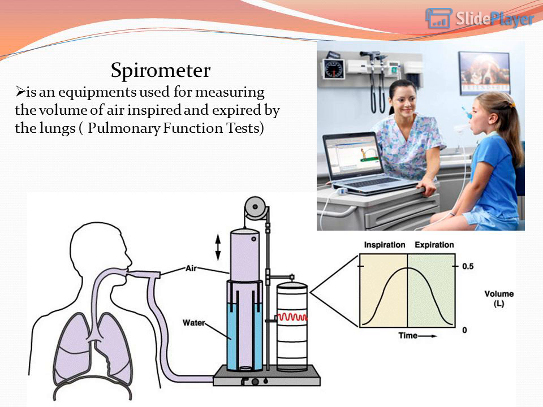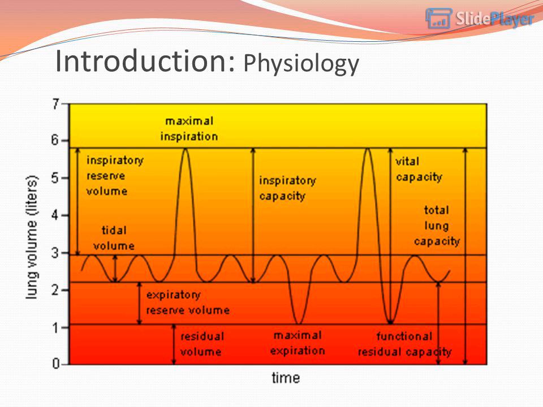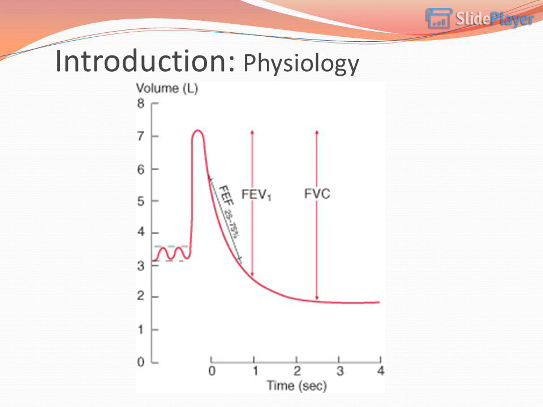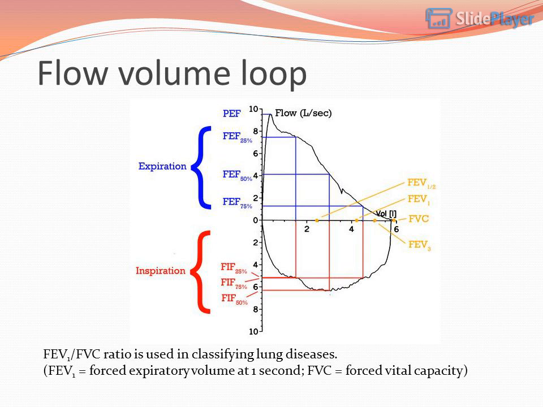Spirometer is an equipment used for measuring the volume of air inspired and expired by the lungs. Pulmonary function tests. Introduction, physiology. Flow volume loop. FEV1/FVC ratio is used in classifying lung diseases. FEV1 equals forced expiratory volume at 1 second, FVC equals forced vital capacity.